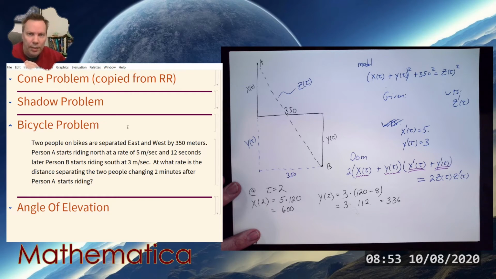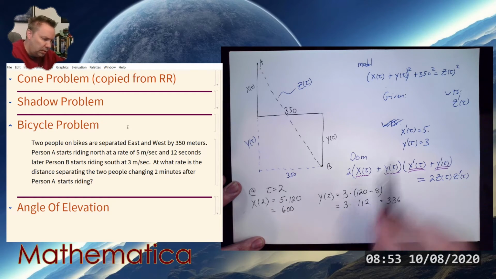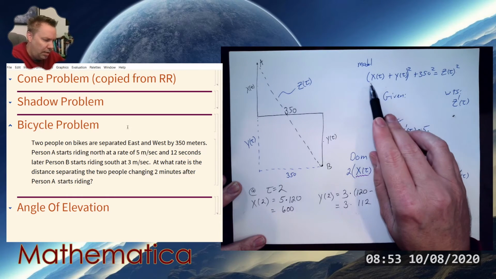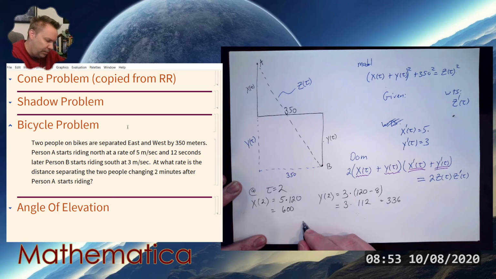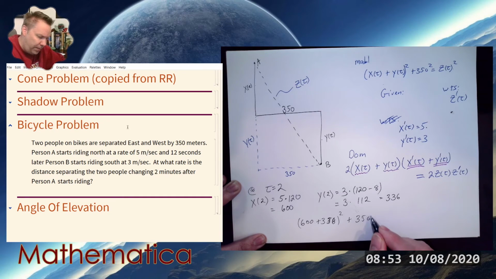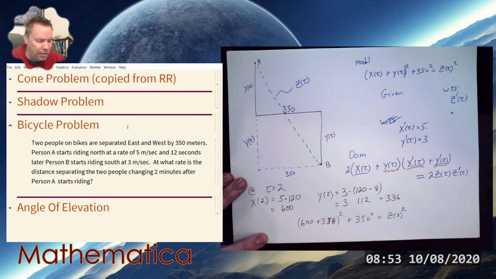I'm going to do one more calculation, and then you're going to have to solve the rest. From here, I can wind up getting z. x plus y, 600 plus 324, I got to copy this, squared plus 350 squared is equal to my z of 2 squared, because t is equal to 2.